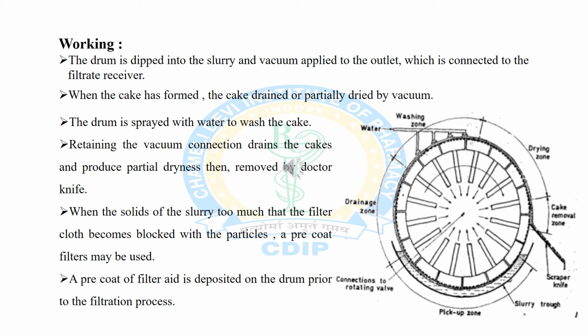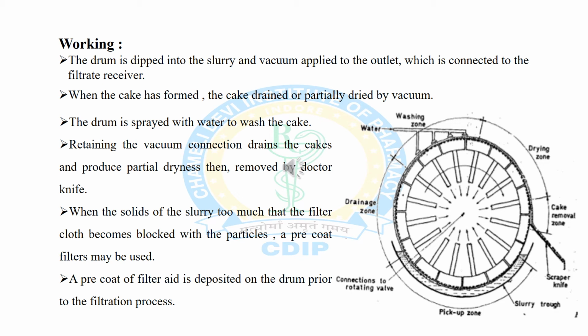In the first step, the drum is dipped into the slurry and vacuum is applied to the outlet, which is connected to the filtrate receiver. Second, when the cake has formed, the cake is drained or partially dried by the vacuum. In the third step, the drum is sprayed with water to wash the cake, and this phenomenon is completed in the washing zone.